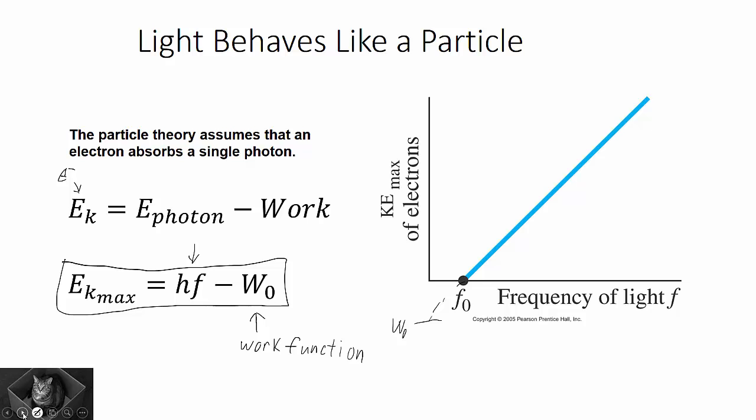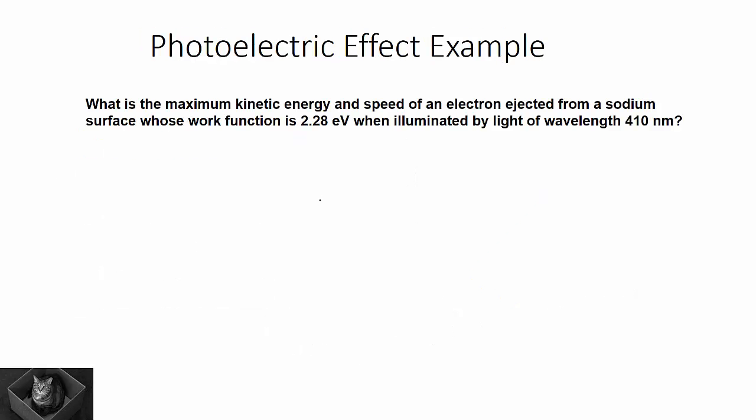Okay, let's do an example with this. So if we want to know the maximum kinetic energy and speed of an electron ejected from a sodium surface, so a piece of sodium metal, whose work function is 2.28 electron volts. There's those electron volts again, we can convert those to joules, when illuminated by a 410 nanometer light. So first thing we're going to do is find the energy of those photons. Energy is hf, or it's also hc over lambda, and since we have lambda, we're going to use that version.